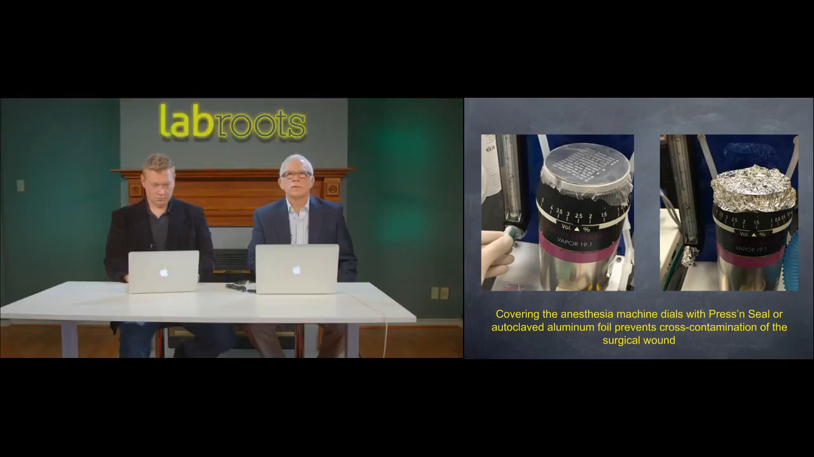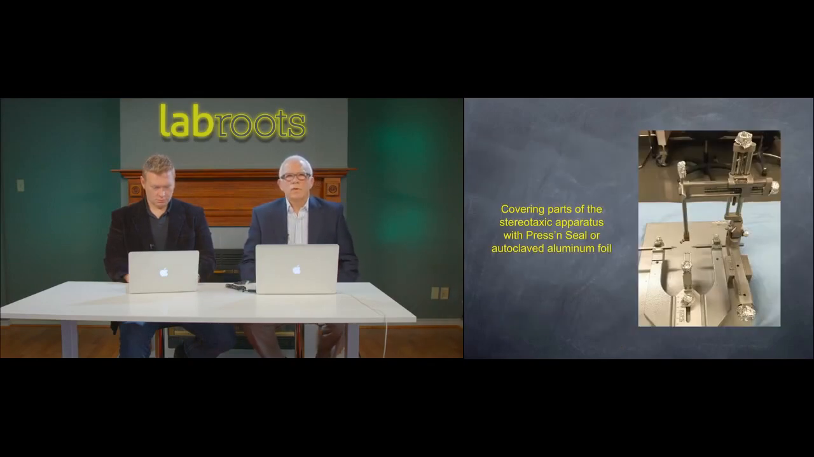So lots of smiley faces. What about the stereotaxic apparatus? Anyone who does stereotaxic surgery knows that during surgery you're constantly moving the knobs, adjusting to the right and to the left. If you're going into the brain with an electrode, it has to be taken to a certain depth, and you have to make that adjustment and move the knobs. So if you're using sterile gloves, guess what? You just contaminated your gloves. But why not put press and seal or autoclaved aluminum foil on these knobs and avoid cross-contamination?